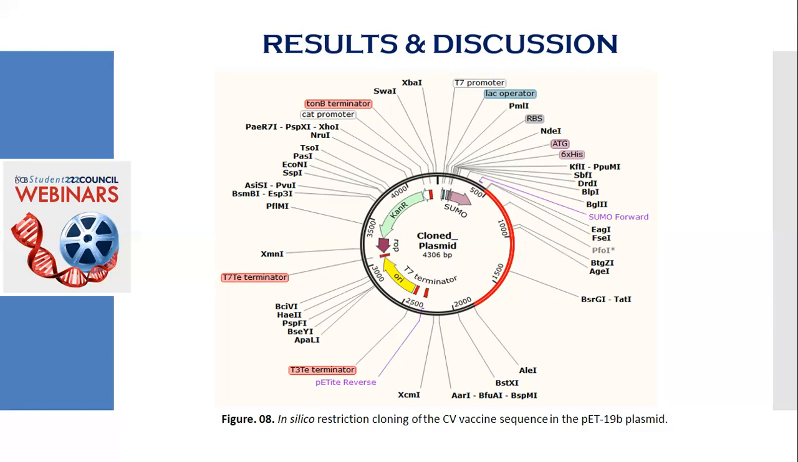Also, a good GC content of 56.79% was recorded for the adapted sequence. After codon adaptation, the predicted DNA sequence of the CV vaccine was inserted into the plasmid vector as seen over here.